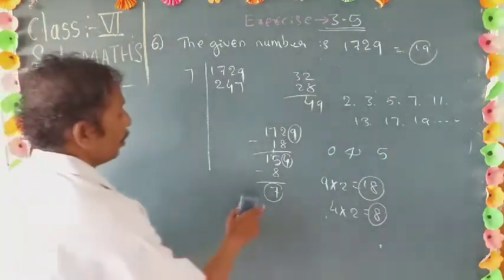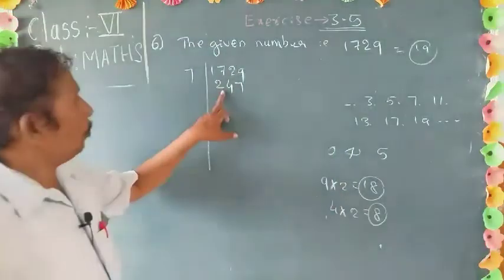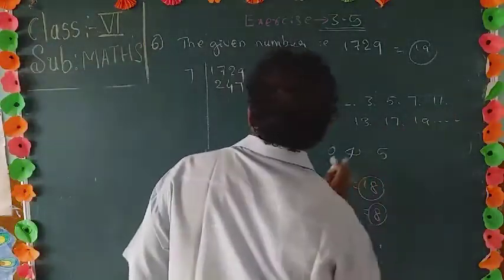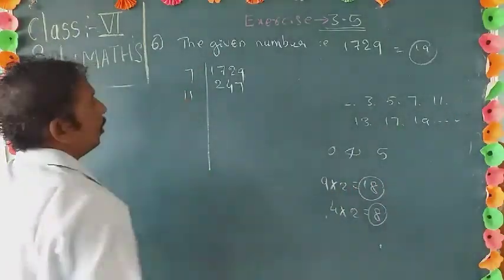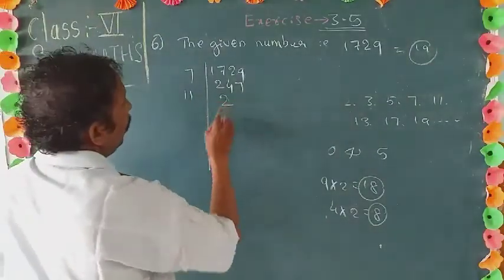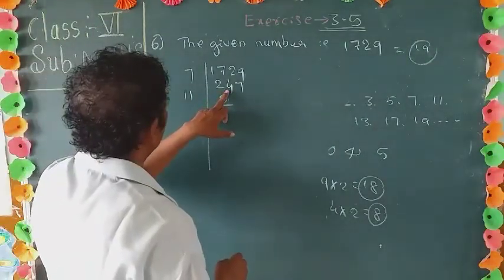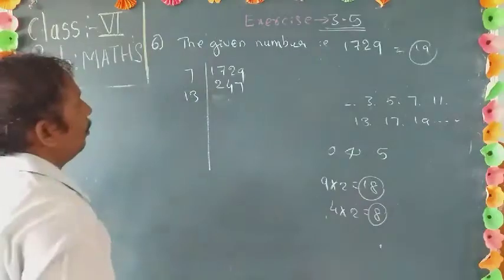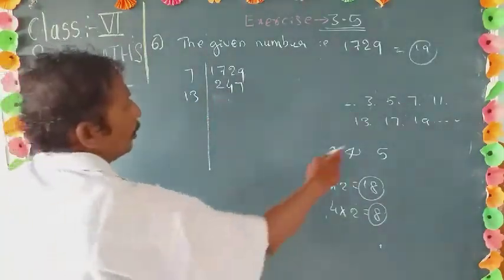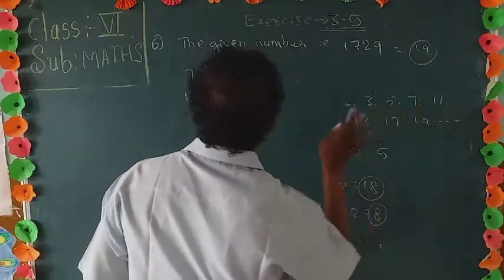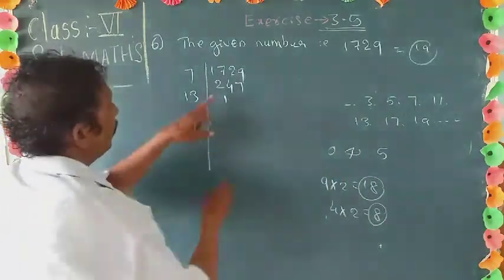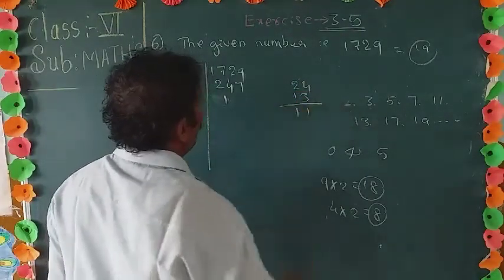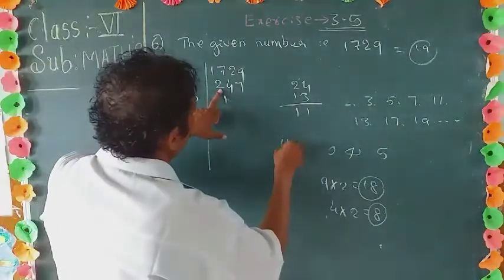Now the number 247 is checked for divisibility by 11. We can't divide it by 11. Divide 247 by the next number, 13. 13 1s are 13. In 24, subtract 13, the remaining is 11. Next number is 117.